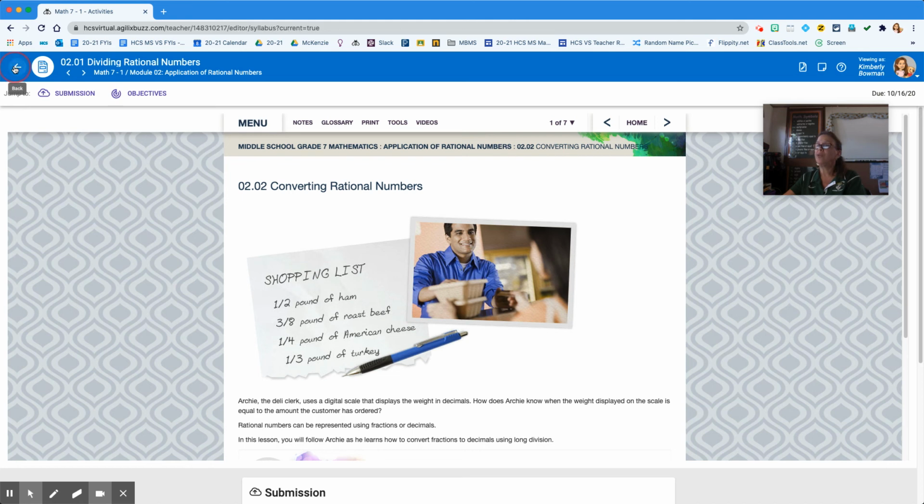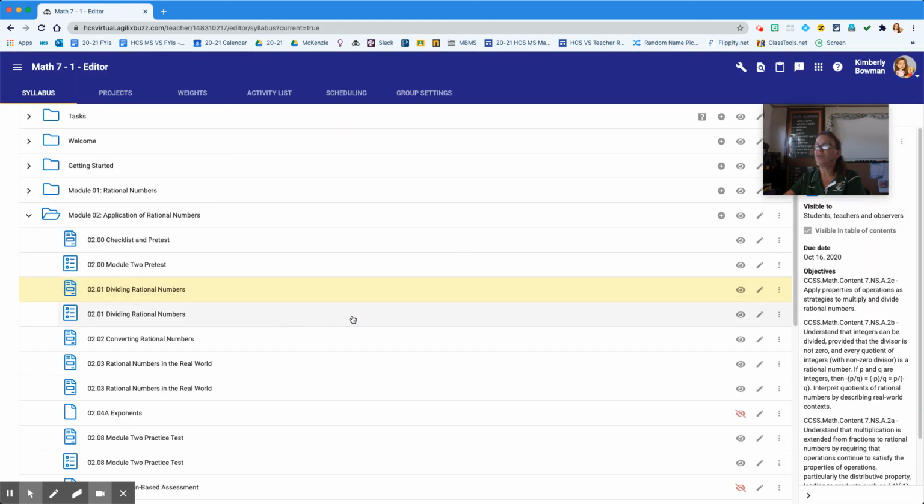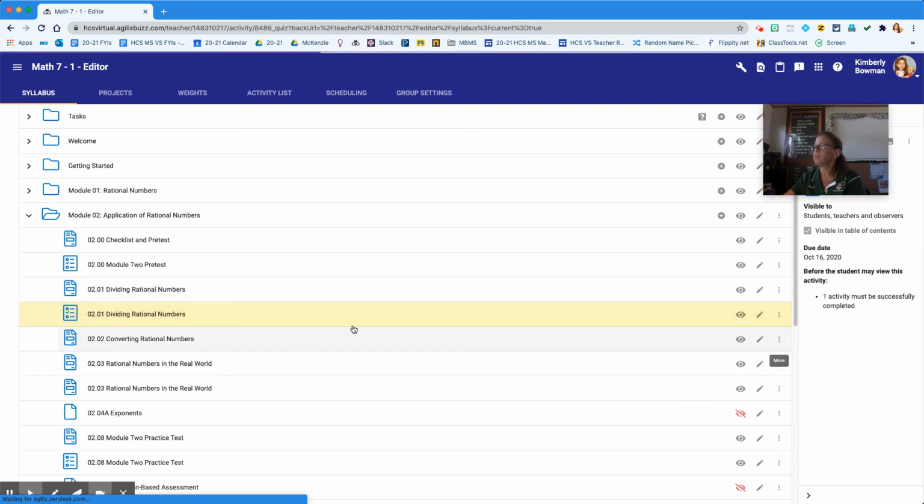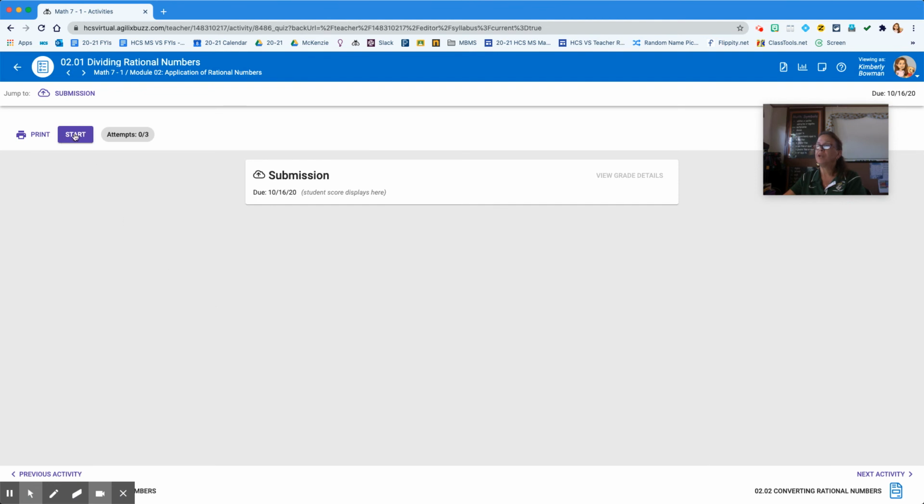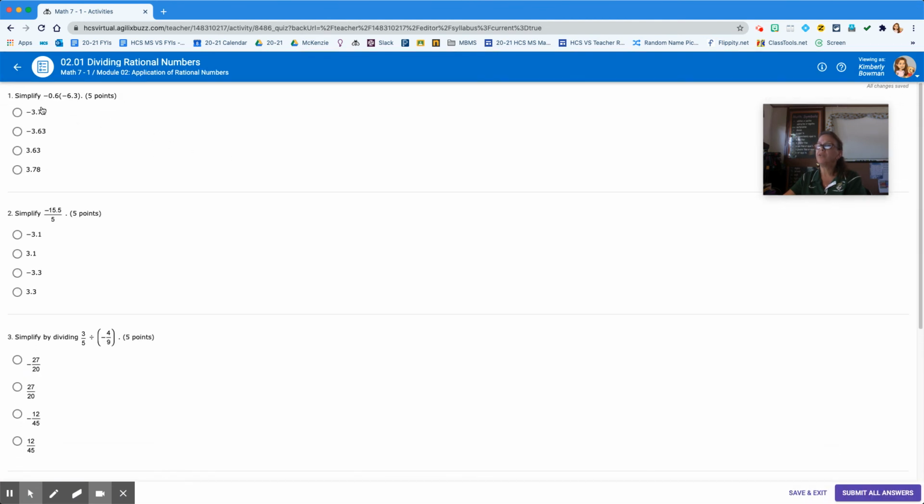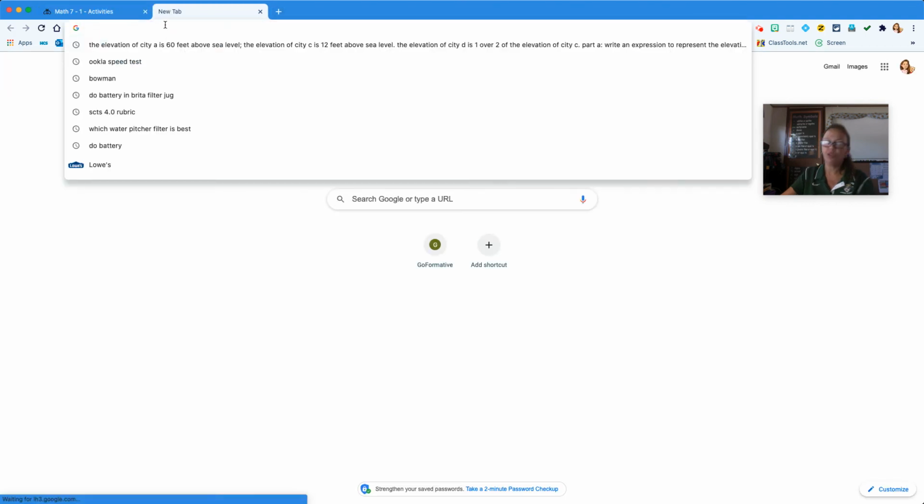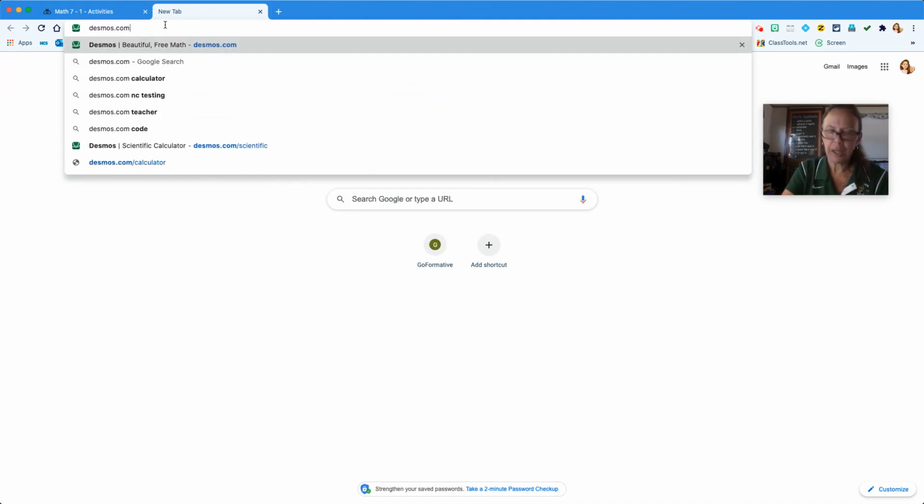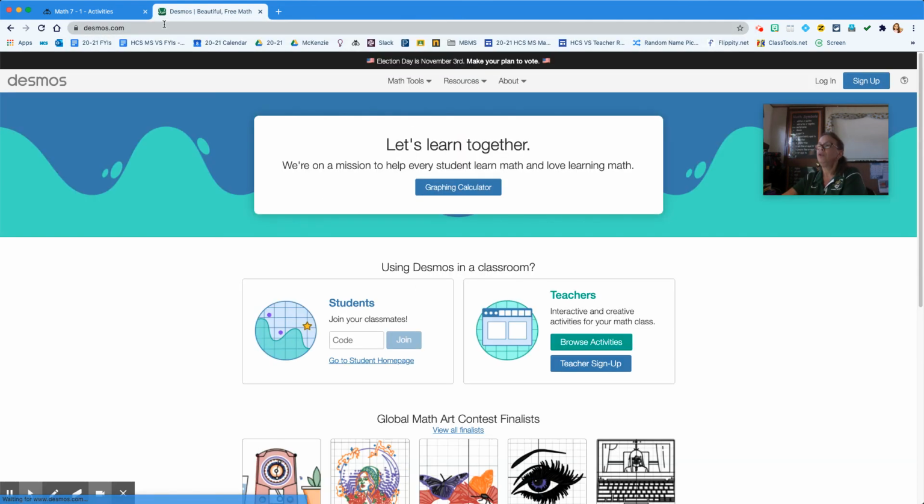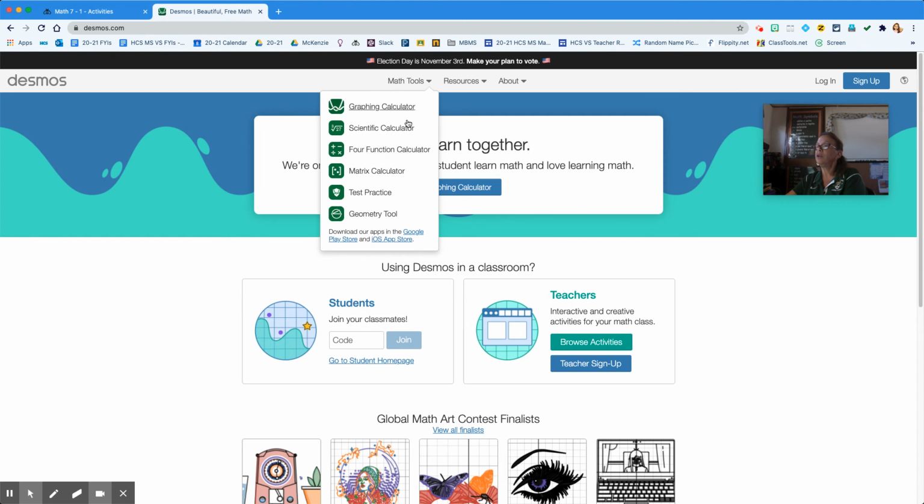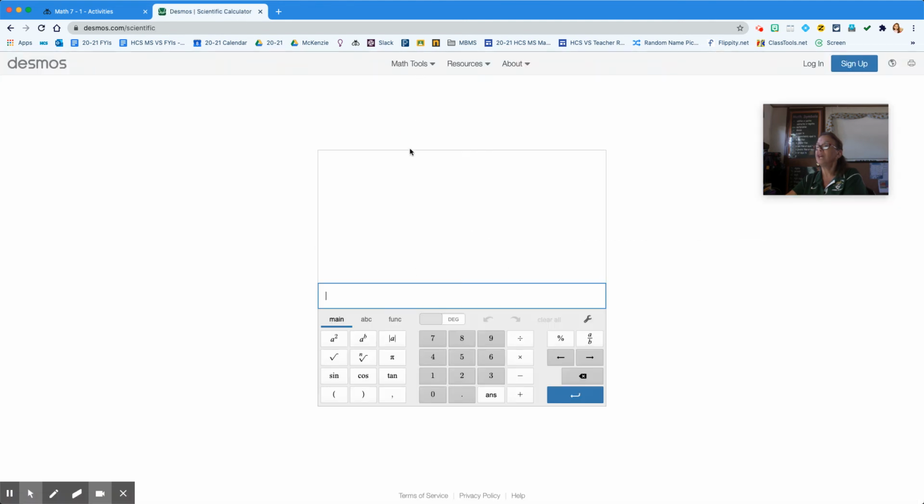So we need to go out and do our dividing rationals practice. Yours probably doesn't look like this, or maybe it does. There it is. So there are your problems to do. You can use a calculator, but if you're going to use a calculator, remember to use Desmos.com. You need to be writing them down, though, the way they look on your paper, and you need to be using the scientific calculator.